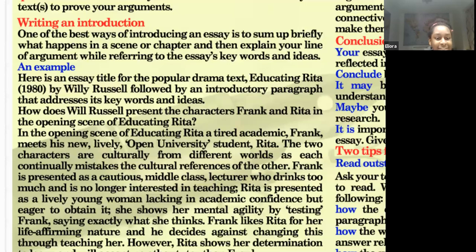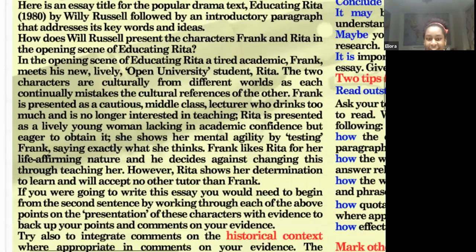Keywords and ideas. An example, here is an essay title for popular drama text Educating Rita, 1980 by Willie Russell, followed by an introductory paragraph that addresses its keywords and ideas. How does Willie Russell present the characters Frank and Rita in the opening scene of Educating Rita? In the opening scene of Educating Rita, a tired academic Frank meets his new, lively Open University student Rita.